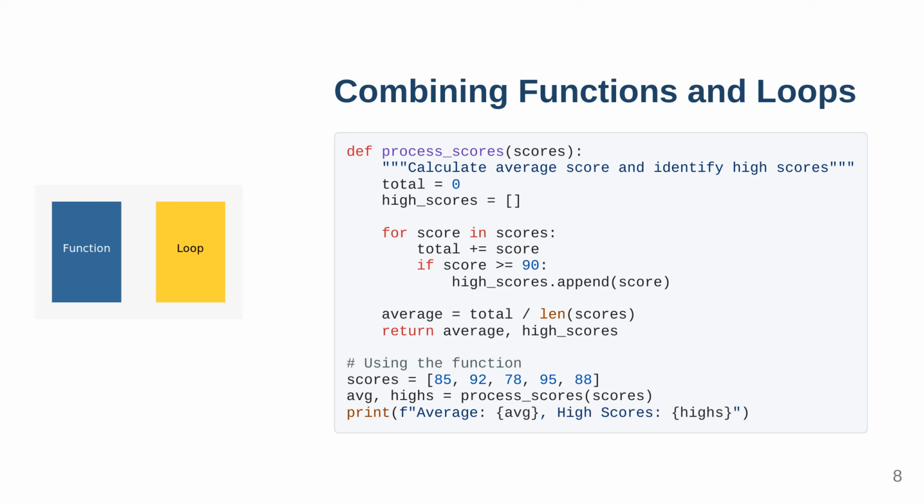Combining functions and loops creates powerful programming patterns. Functions provide structure and reusability, while loops handle repetitive operations within the function. This example demonstrates processing a list of scores: the function encapsulates the logic, and the loop handles the individual calculations. This pattern is common in data processing and analysis tasks.